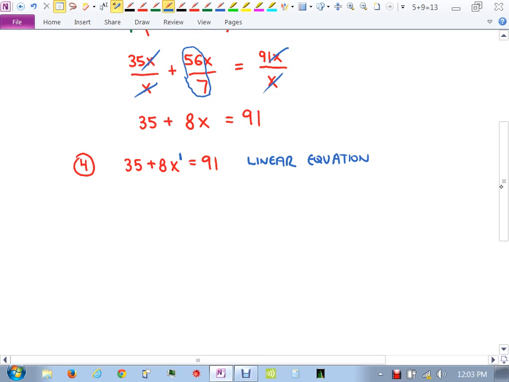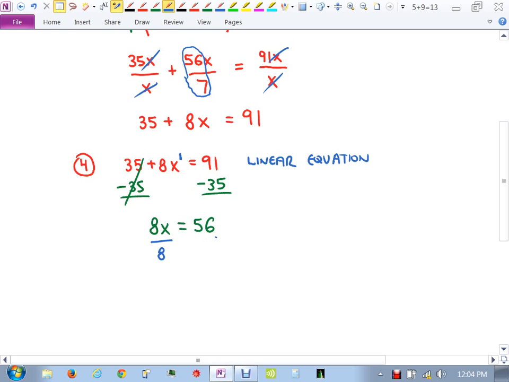All right, so I'm going to do this linear equation. I'm going to, as was stated, subtract 35 on both sides. So 8x equals, what is this, 56? And then what do you do now? Divide both sides by 8.